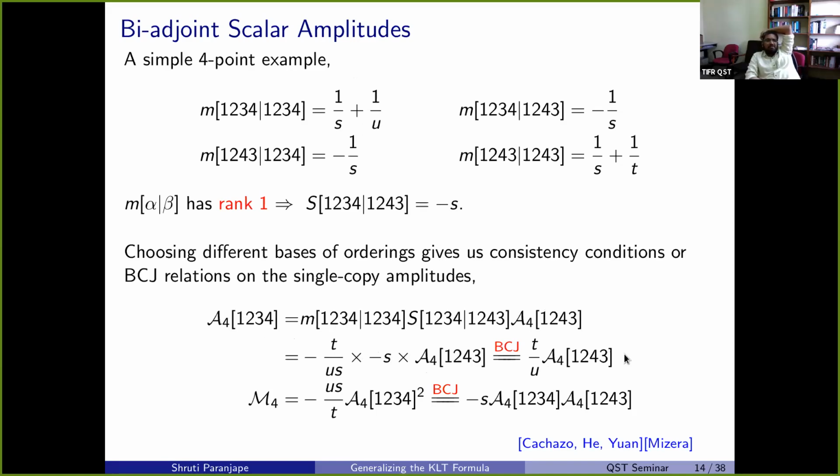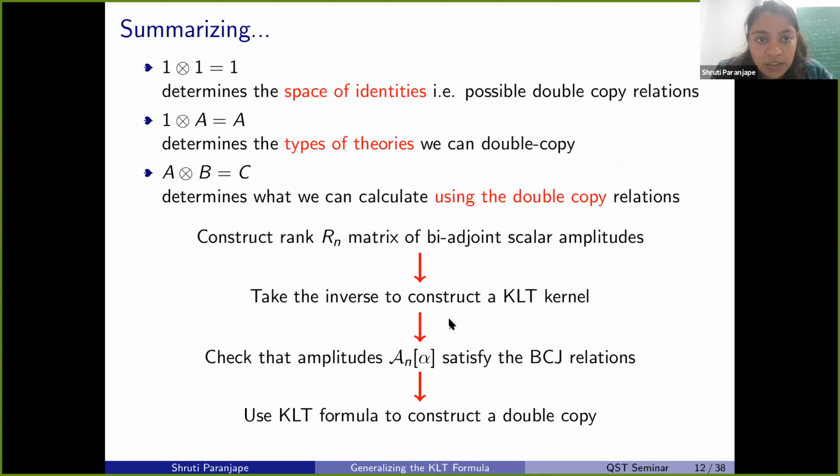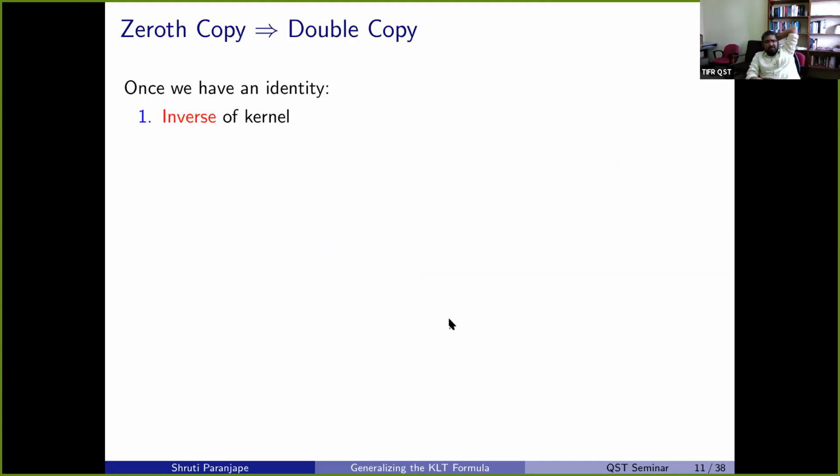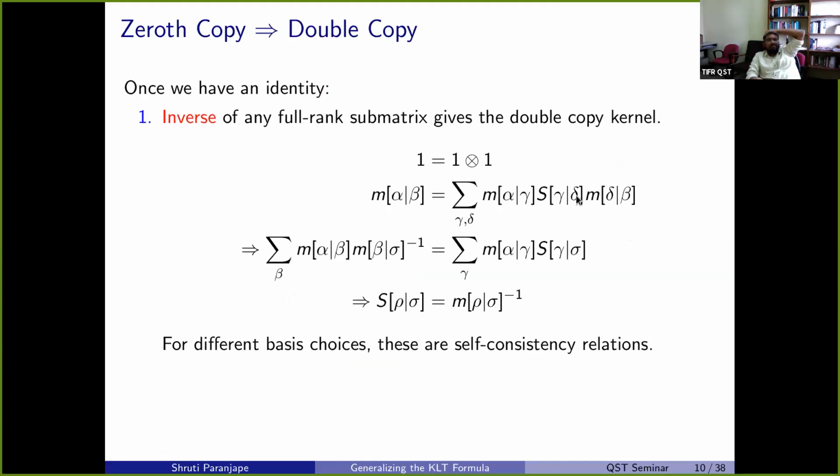Sorry, here I don't understand how you're putting the indices on the S matrix. On this S? Oh, this is the kernel. Yeah. Why does it have 1, 2, 3, 4 and 1, 2, 4, 3 indices? It's telling you what to multiply, which ordering to match on this side and which ordering to match on this side. Okay.